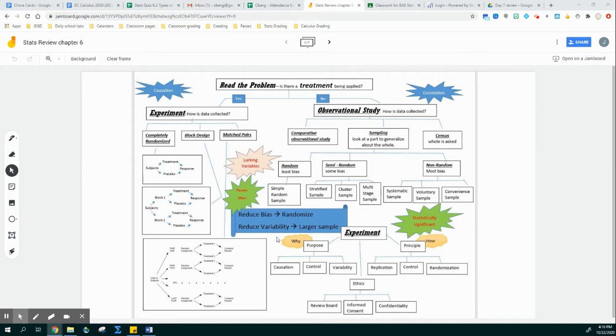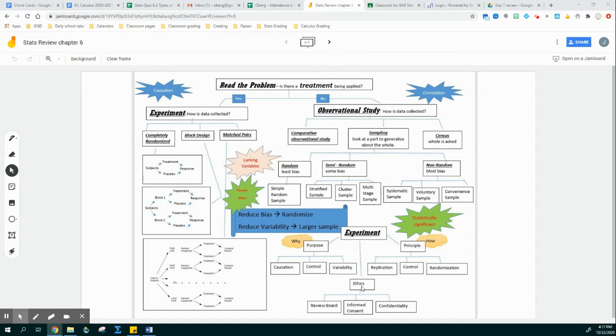If I want to reduce the variability, I have to take a larger sample. Okay, so in an experiment, why we do it is to get a cause and effect relationship, to have control over the lurking variables, and to reduce the variability. How we do it are the principles. I have to be able to replicate, or produce the same results multiple times. I have to provide a control group or a placebo group, and I have to randomize which groupings the subjects get placed into.